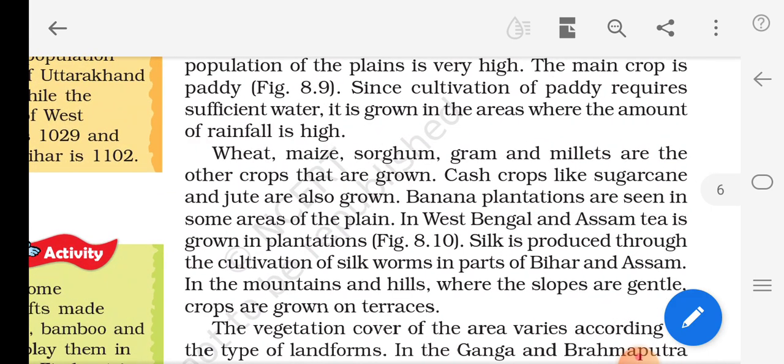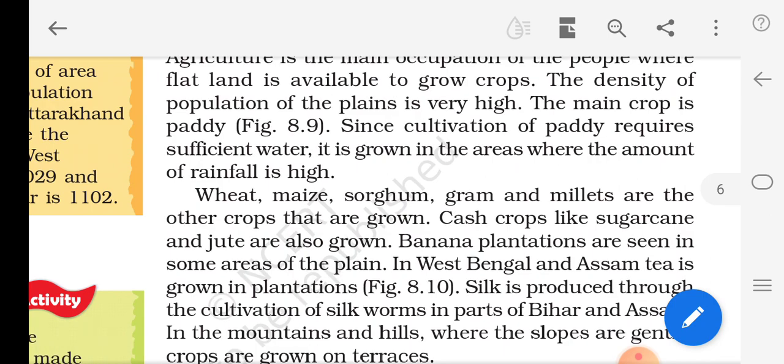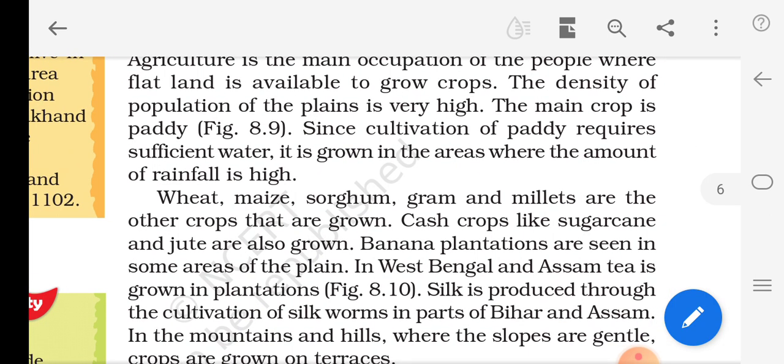What are the crops grown in Ganga Brahmaputra basin? Paddy is the main crop, because of the sufficient water availability. So paddy, wheat, maize, sorghum, gram and millets are the crops grown in Ganga Brahmaputra basin.